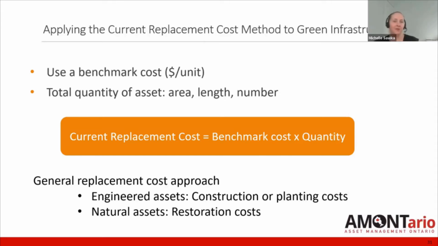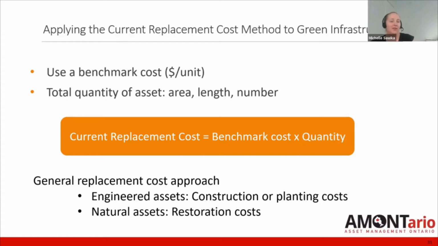Now, for engineered or most enhanced green infrastructure assets, the benchmark costs are fairly straightforward. There's generally a cost associated with constructing a bioswale or planting a tree, and you can use those costs for this calculation. For natural assets, it gets a little bit trickier.